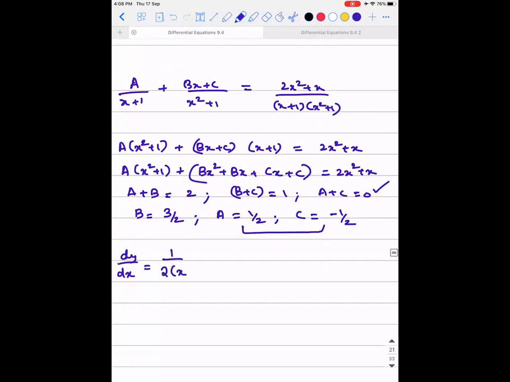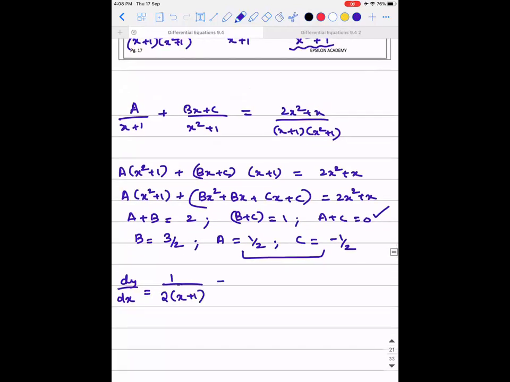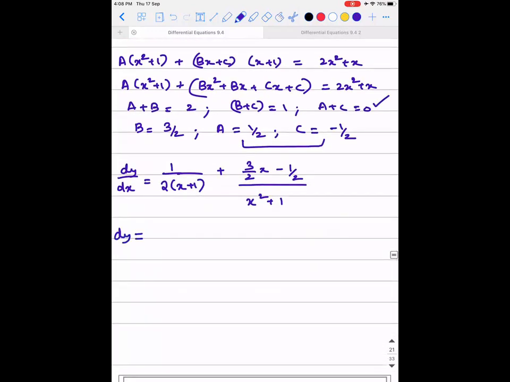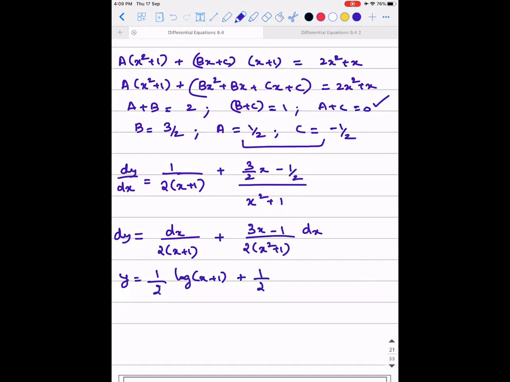dy by dx is equal to 1 by 2 into (x plus 1) plus (3 by 2 x minus half), the whole divided by x square plus 1. Right? So dy will be equal to dx divided by 2 into (x plus 1) plus (3x minus 1) divided by 2 into (x square plus 1) dx. So y will be equal to what? 1 by 2 into ln of x plus 1 plus 1 by 2 into, what can we do with this?